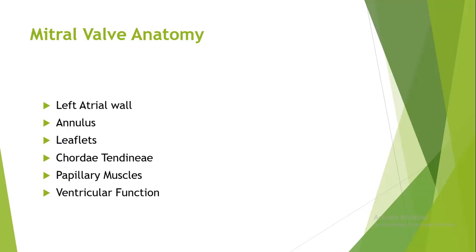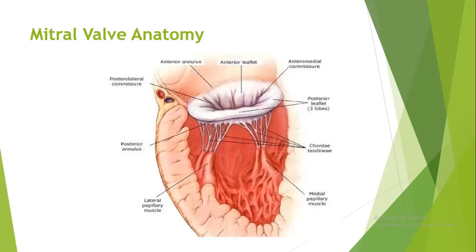Anatomically, the mitral valve consists of the left atrial wall, annulus, leaflets, chordae tendineae, papillary muscles, and the left ventricular wall. The mitral annulus is an integral part of the fibrous skeleton of the heart. The normal mitral valve has two leaflets, anterior and posterior, that act in conjunction with the subvalvular apparatus as one functional unit.